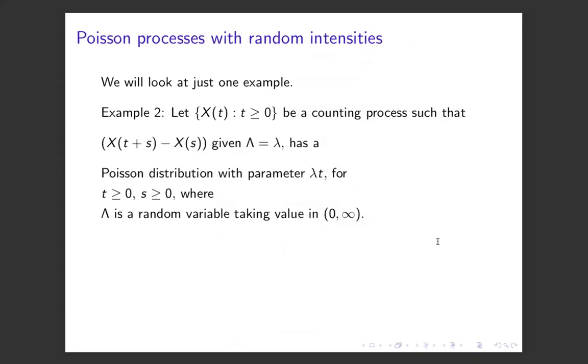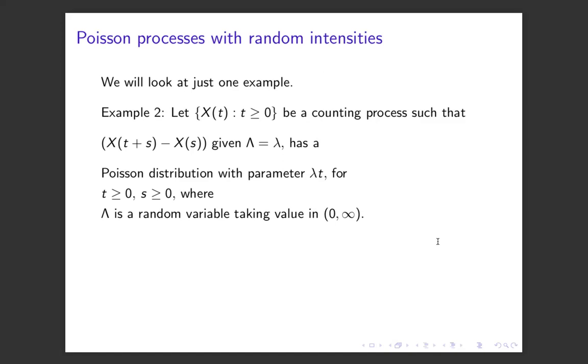So this is what we were looking at. Poisson process with random intensities, and we said that we will be content with giving one example. So you can see some of the different features of this kind of a setup. It's one of the simplest examples one can give concerning this type of processes. So it's a counting process, just like a Poisson process, homogeneous or non-homogeneous. It's a counting process.